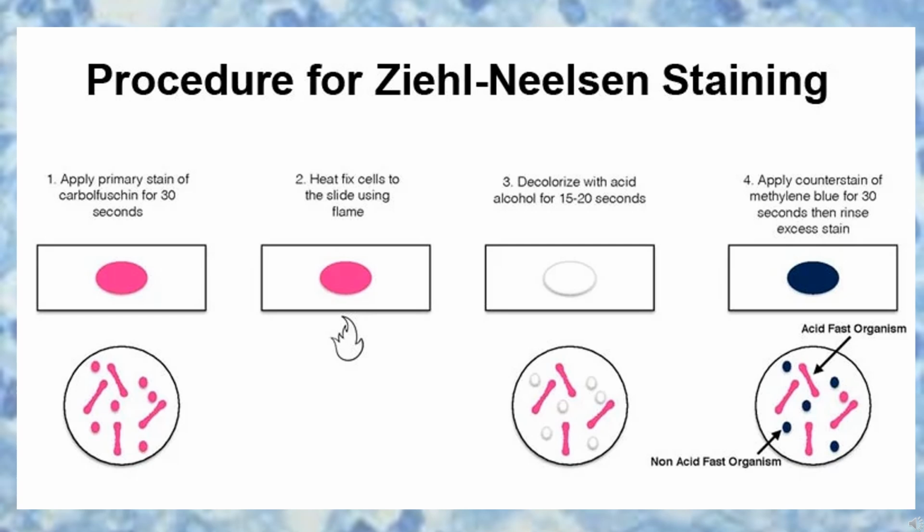Add 20% sulfuric acid and leave it for 1 to 2 minutes. Repeat this until the smear appears pink in color. Wash off the acid with water. Flood the smear with methylene blue dye and leave it for 2 to 3 minutes and wash with water. Air dry and examine the stain under the oil immersion lens.